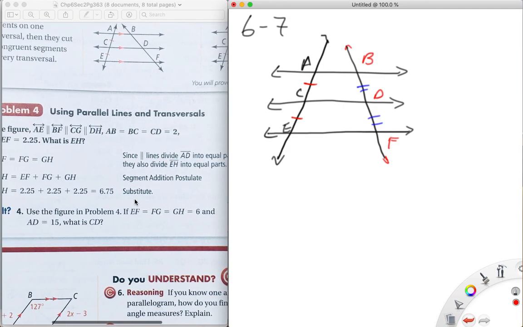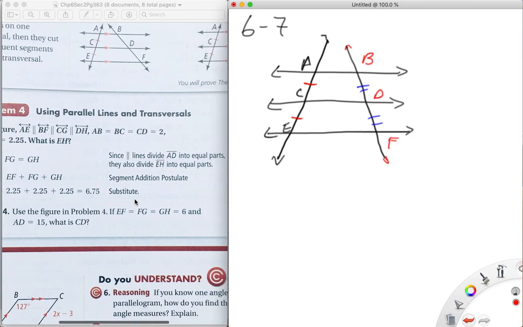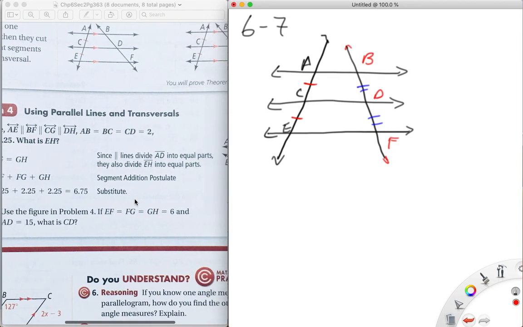All right. Use the figure of 4. If that equals 6, then AD equals 15 with CD. Okay.